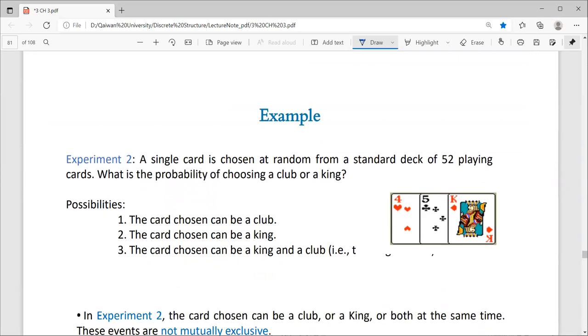The second experiment here says a single card is chosen at random from a standard deck of 52 playing cards. What's the probability of choosing a club or a king? This type of card is called a club.